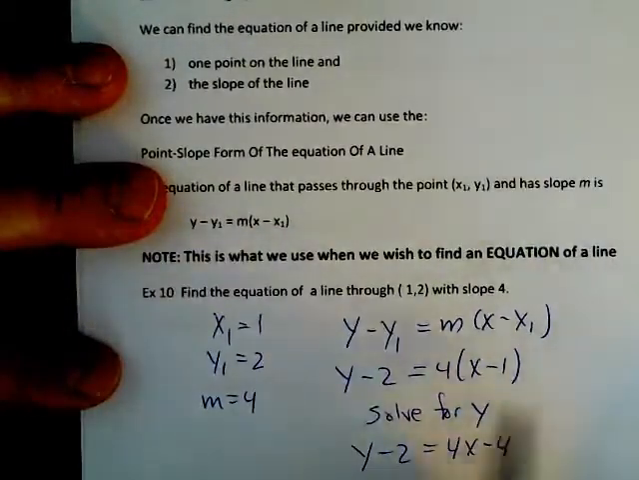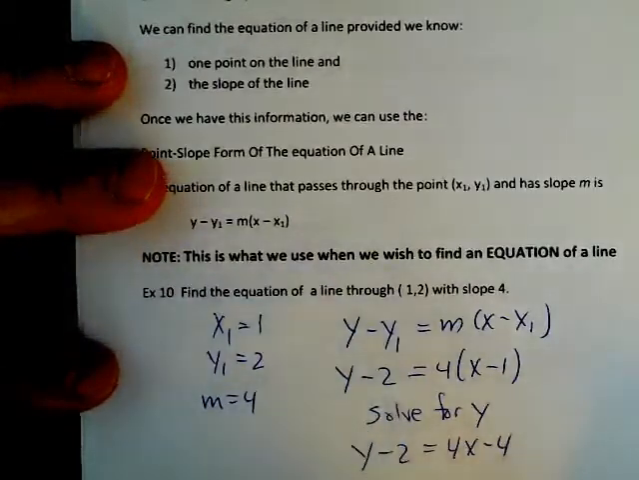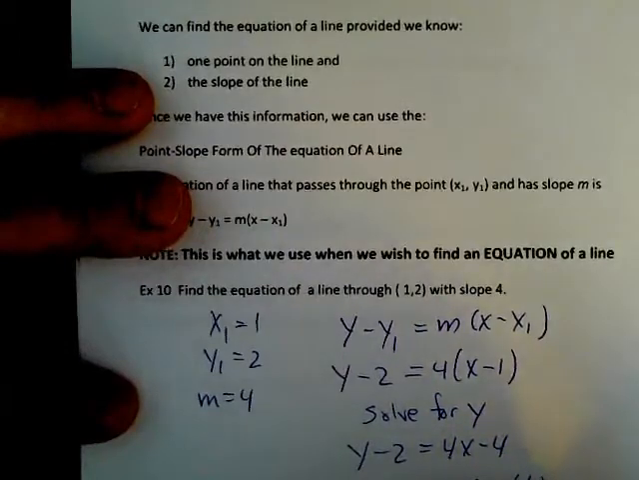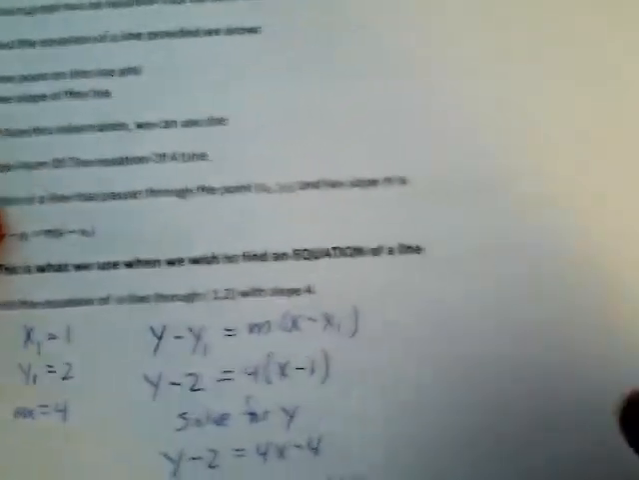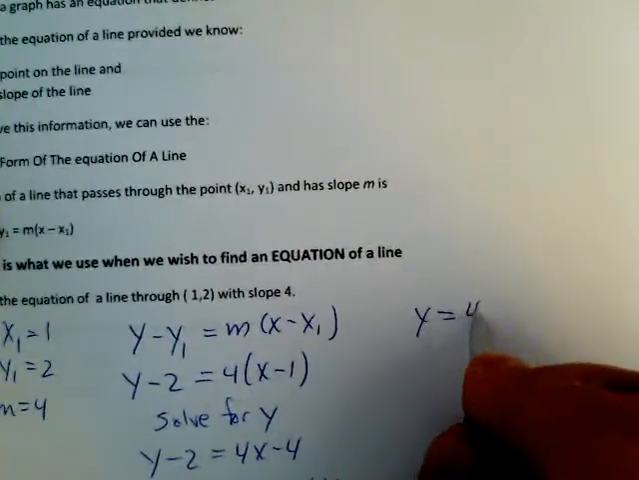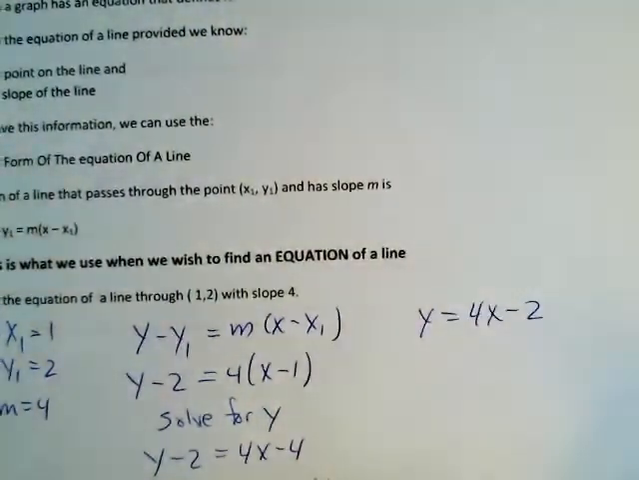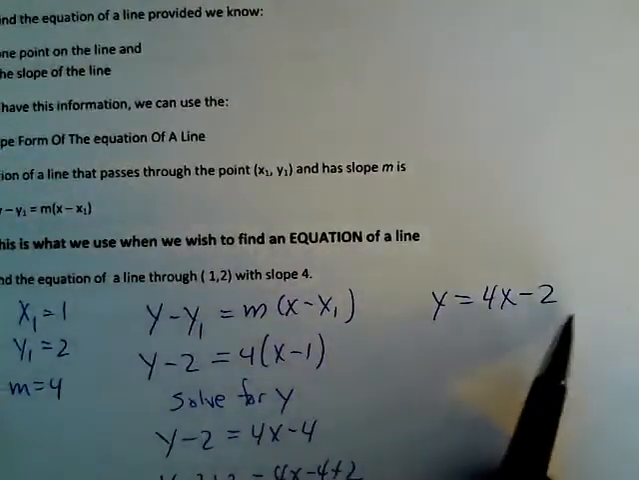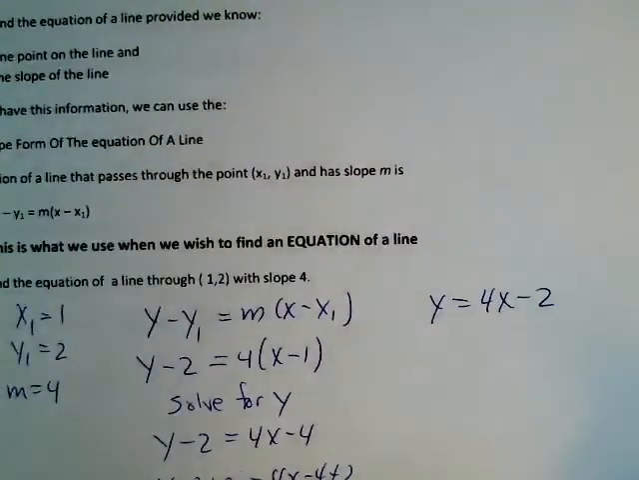So I distribute. Always distribute first before you start moving numbers over. Add my 2 to both sides. And so what I end up with is y is 4x minus 2. So I still have my slope, which is what I have anyway, and I have my y-intercept.